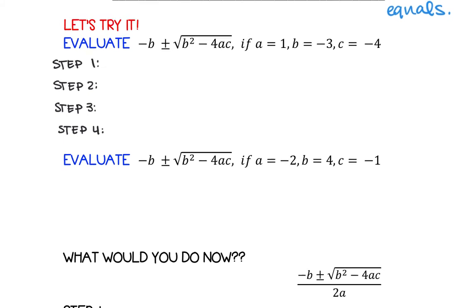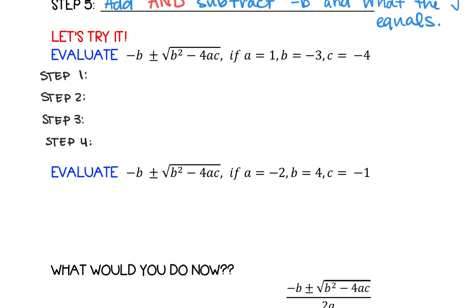Okay, so step 1 says that we need to substitute what a, b, and c equal into the expression. So we have -3. Okay, here's why I said that with that -b, it's always going to be opposite. So a -3 is really a +3. So just something to think about as you go along. And then plus or minus the square root of -3 squared minus 4. My a is 1. My c is -4.